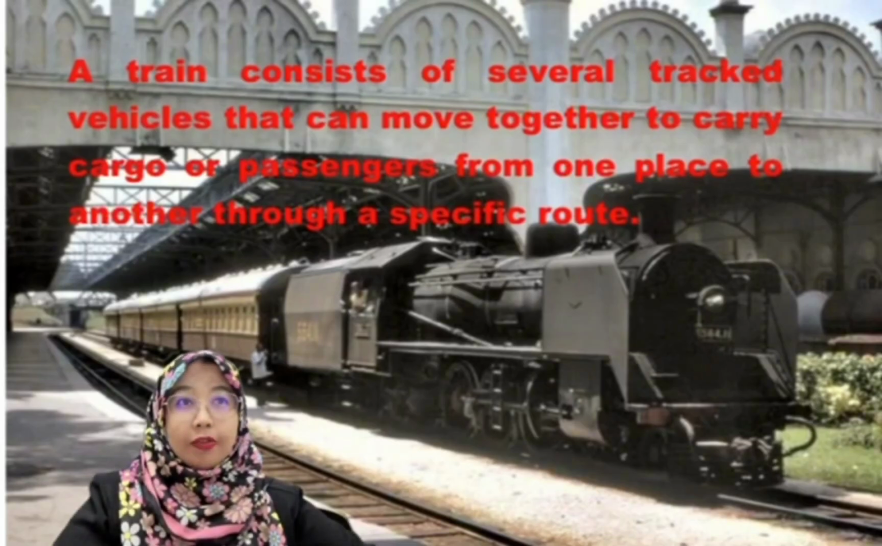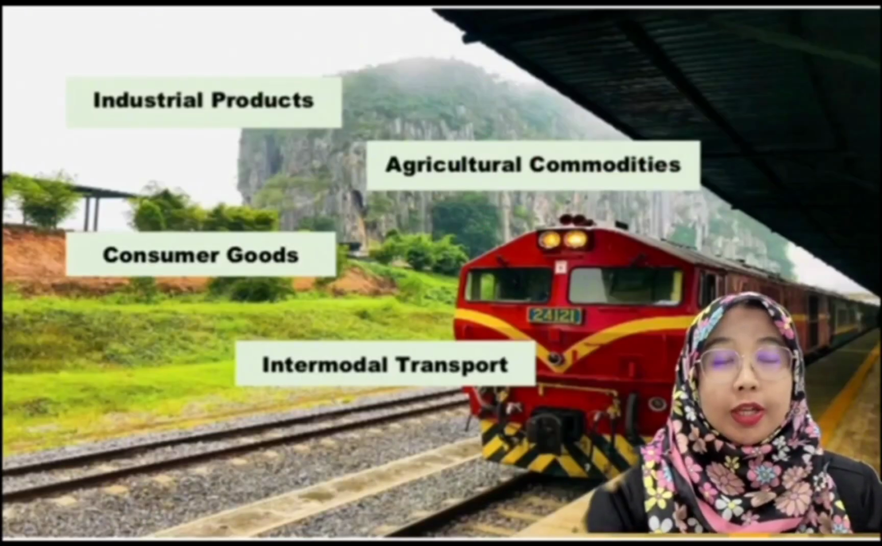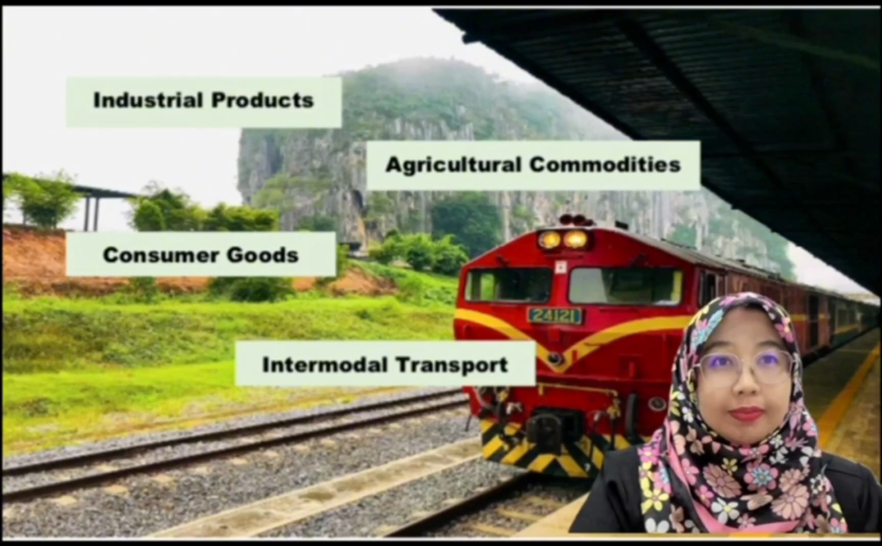A train consists of several tractor vehicles that can move together to carry cargo or passengers from one place to another through a specific route. Rail transport can be categorized into different market segments based on the nature of the goods transported: industrial products, agriculture commodities, consumer goods, and intermodal transport.